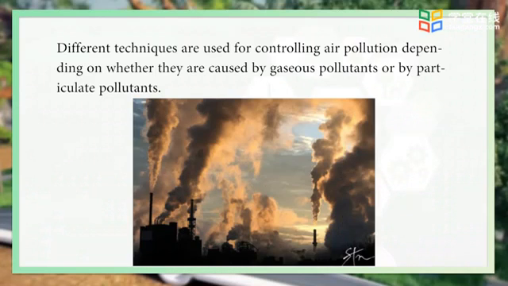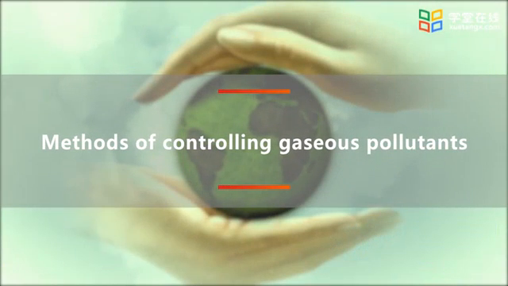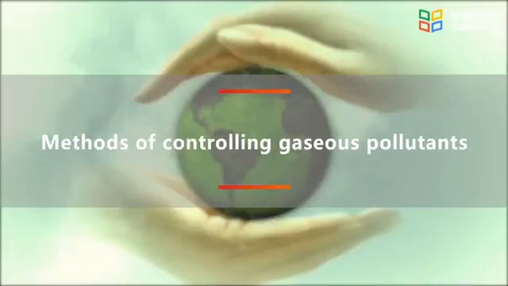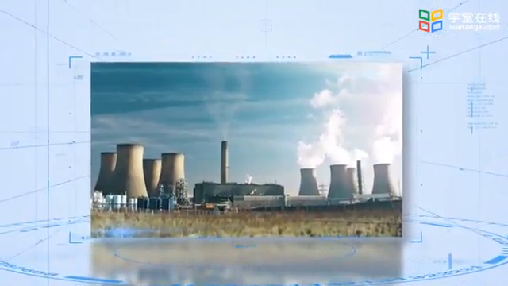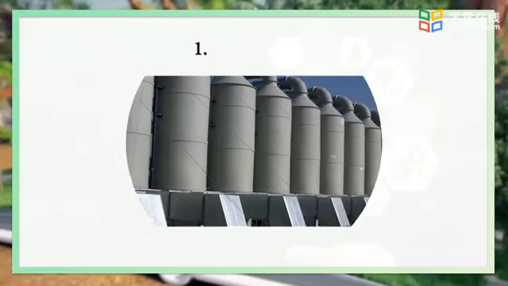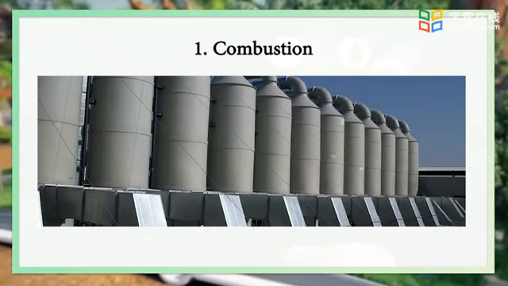Different techniques are used for controlling air pollution, depending on whether they are caused by gaseous pollutants or by particulate pollutants. The pollution caused by gaseous pollutants like hydrocarbons, sulfur dioxide, ammonia, carbon monoxide, etc., can be controlled by using 3 different methods: combustion, absorption, and adsorption.